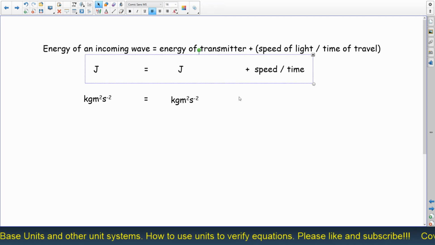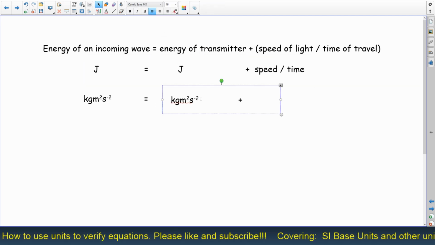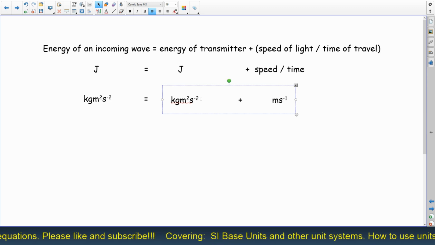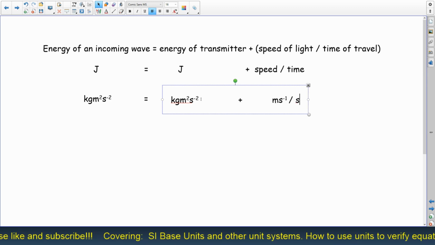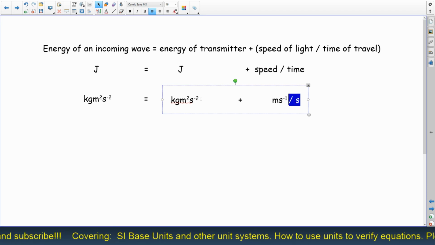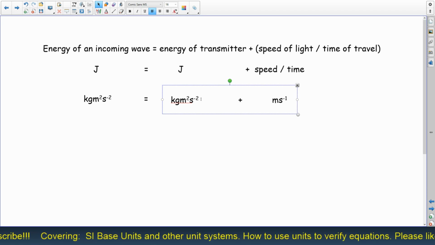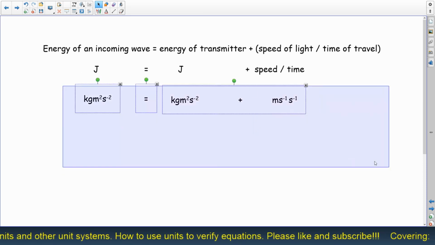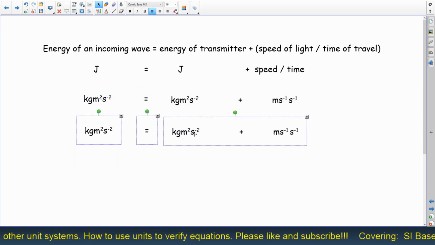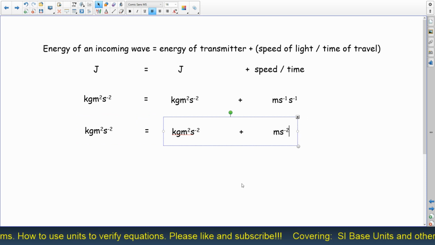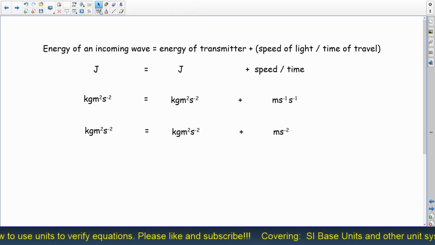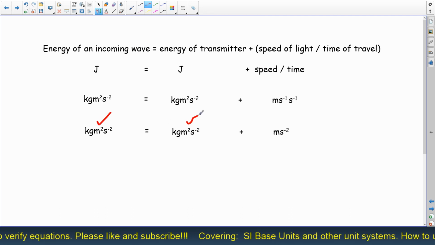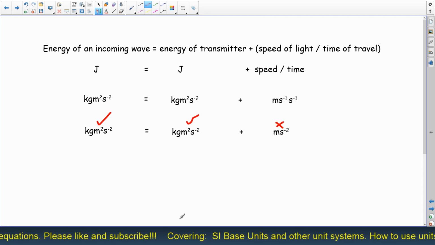And then plus, right, speed over time. That's going to be meters per second, ms to the minus 1, divided by s, which is going to be another s to the minus 1, if we're doing it as a multiplication, which we want to do. So that gives us our next line. Just gather everything together. That becomes ms to the minus 2. Okay, so here we have an agreement between this and this, but not an agreement with this.